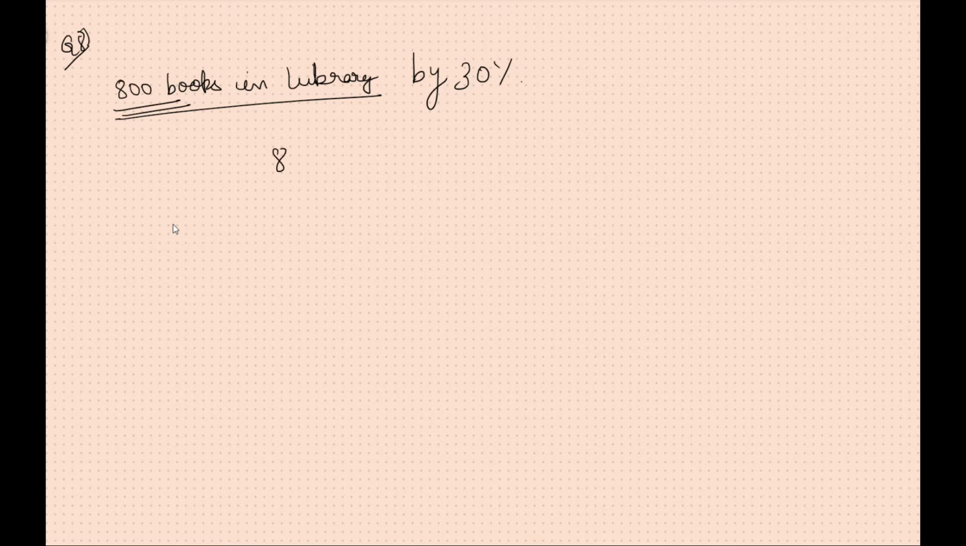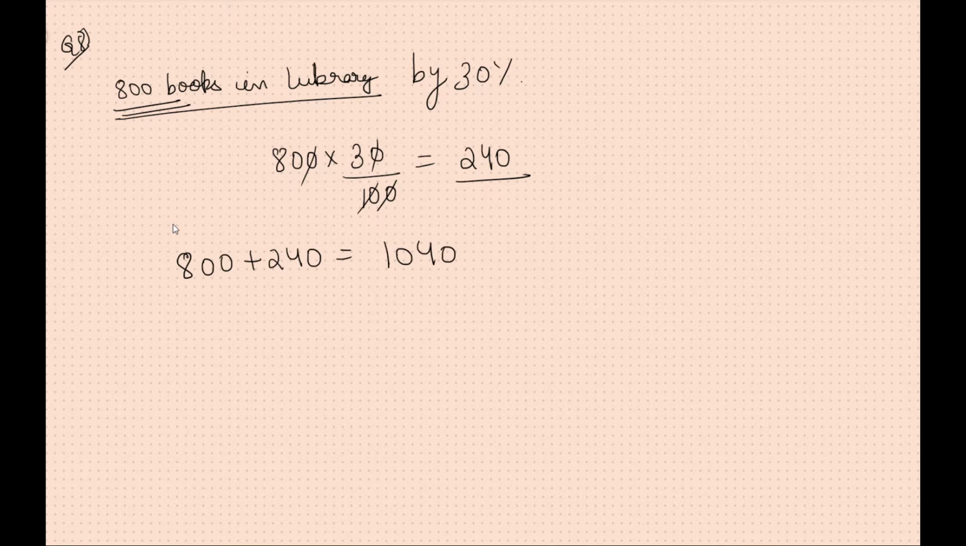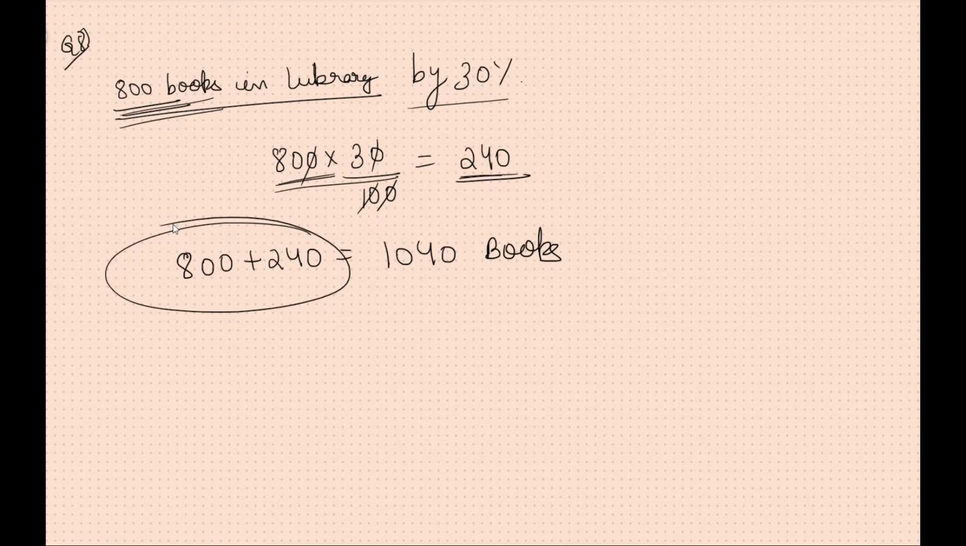So first find out the 30% of 800. So 800 into 30 upon 100. So 240. So 240 is the number of books that increased. So original was 800 plus 240. So this will be 1040 books. Simple. 800 books was there in the library. They increased by 30%. Find the 30% of 800 and just add it to the original number of books which were there in the library.